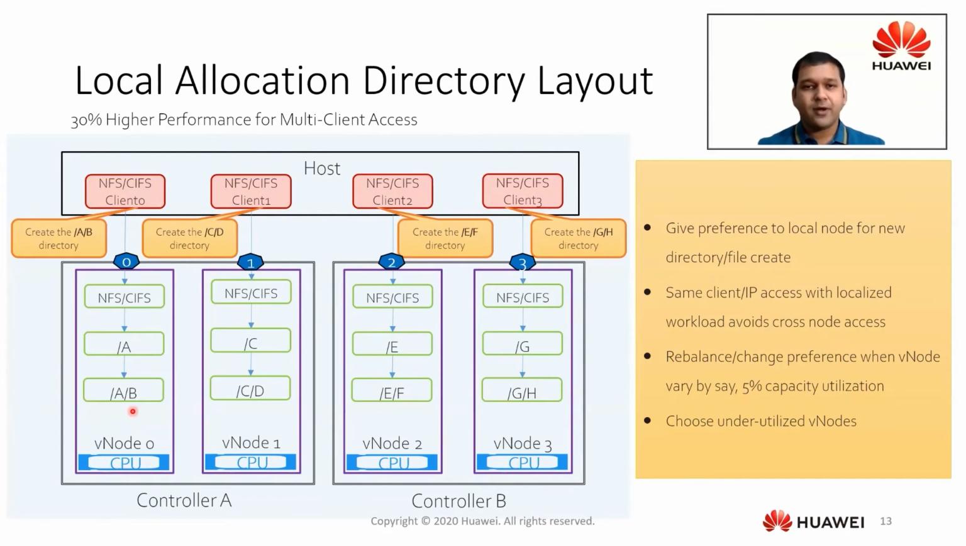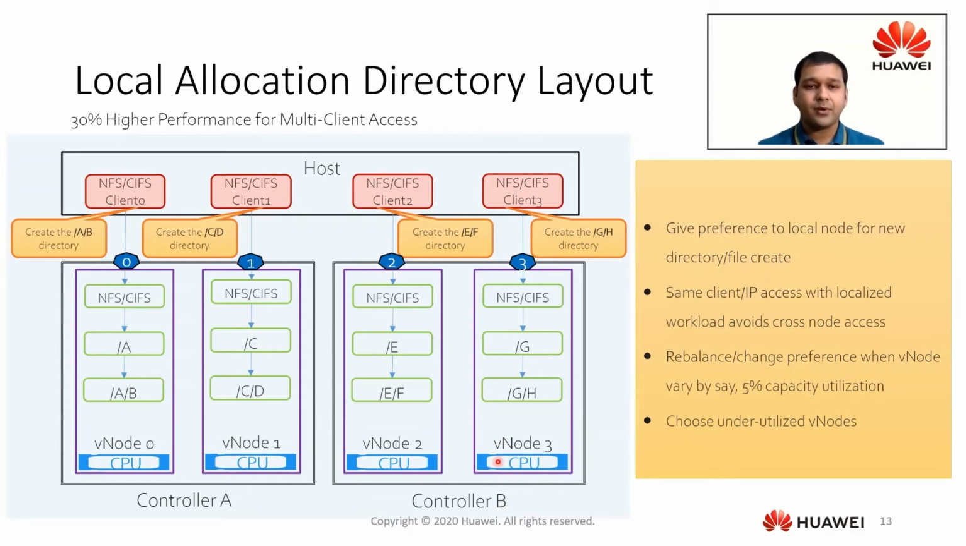From our studies, we have found that in many workloads, the clients do not really stomp over each other's data. In this specific scenario, if we provide localization of these directories and the files within them to the client from where it is connecting in, you get much higher performance. But you may have a question: in case we go about doing this, soon you may overutilize vnode 0 on controller A while the controller B vnodes are underutilized.